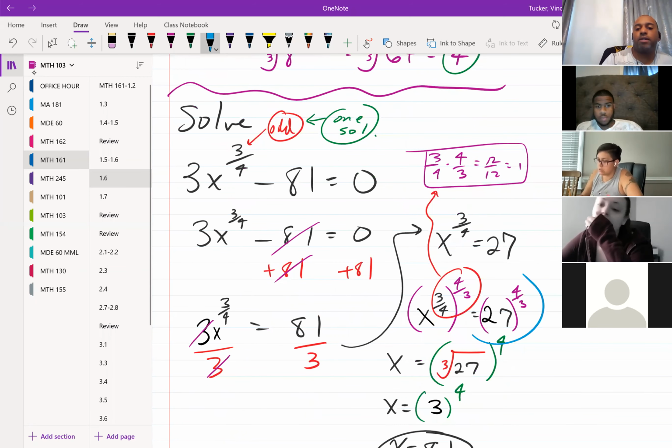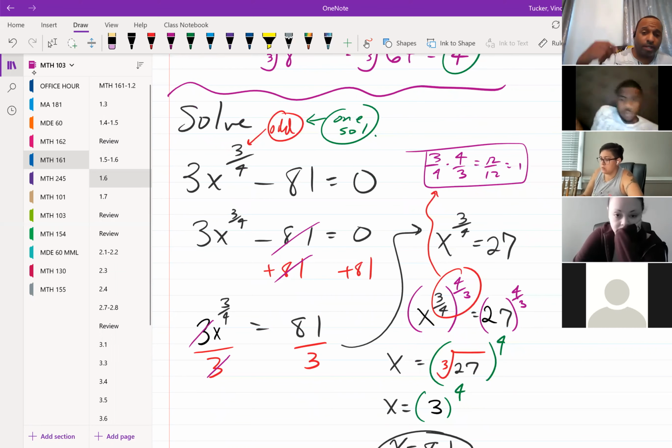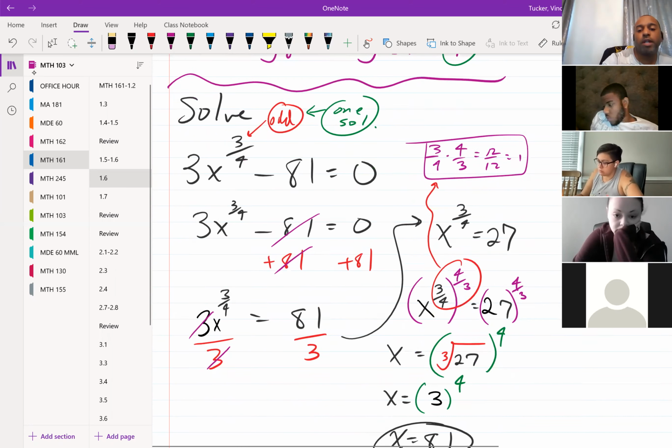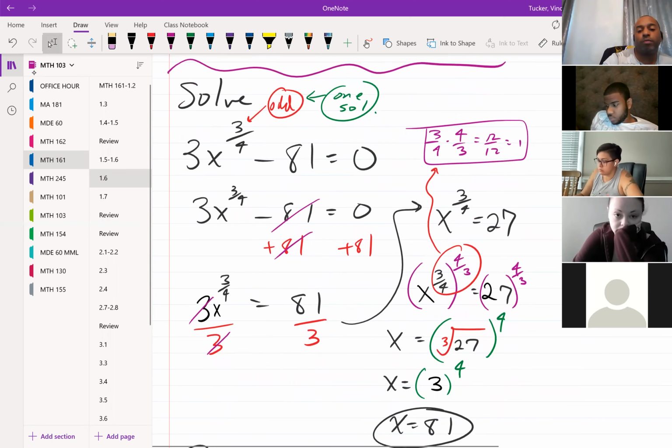Then over here, now we have 27 raised to the 4/3 power. And from there, we make sure, once again, that your denominator is your radical, numerator is your power. So we take the cube root of 27, which is 3, to the 4th power, 81. And that would be your answer.